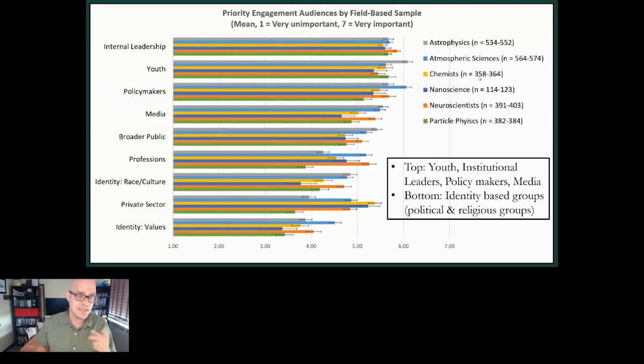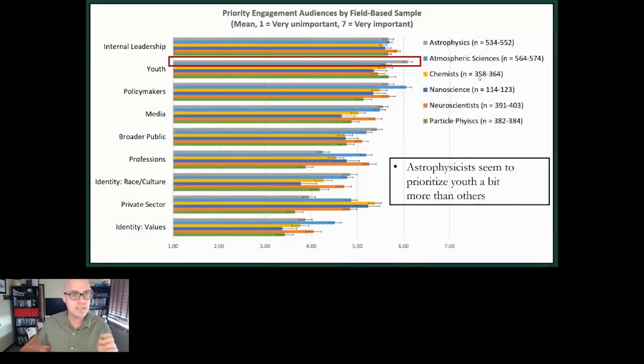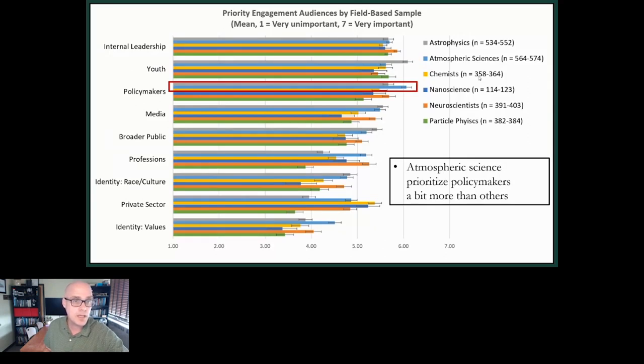You can see that, interestingly, and Keegan really wanted us to include internal leadership and we pushed back, but apparently the number one audience for a lot of scientists is their internal leadership. Then we get to youth and policymakers and media and broader public. Just to point out, I'm one of the people who doesn't think there's huge differences between basic and applied scientists, and I'll talk a little bit about why. But maybe astrophysicists lean a little bit on the youth thing. Maybe the atmospheric scientists, for reasons we can all imagine, lean a little bit on the policymaker audience.